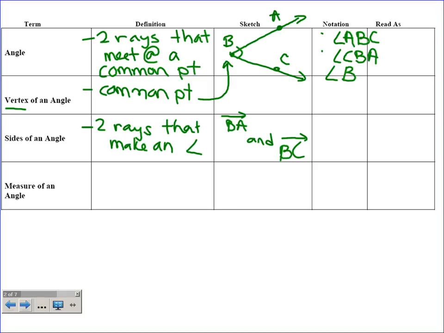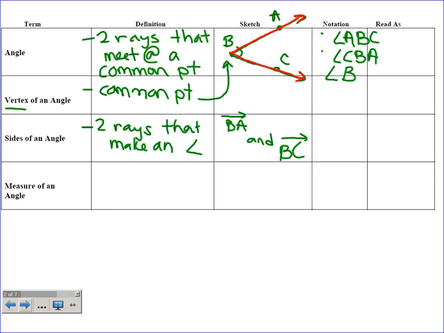Okay, so the sides are the two rays that make up the angle. This ray up here, this ray down here. Let me trace it over in a different color so you guys can see it. We're talking about this ray right here. That's one of the sides. This is the other ray right here. Are we okay with this?